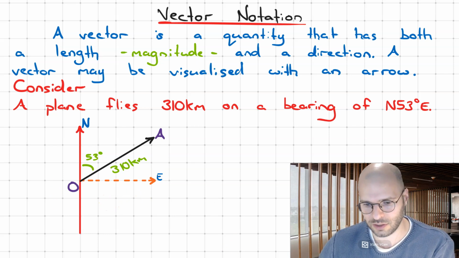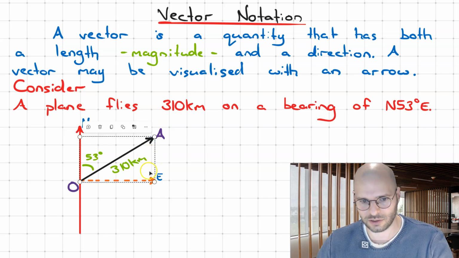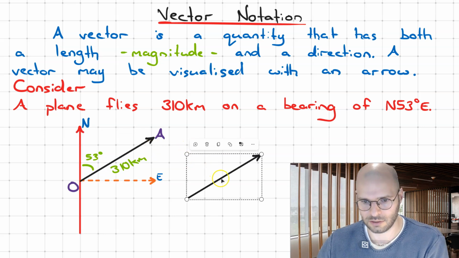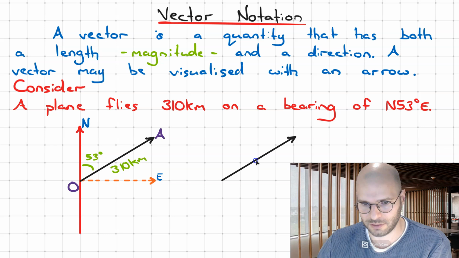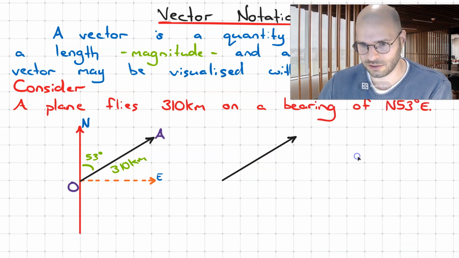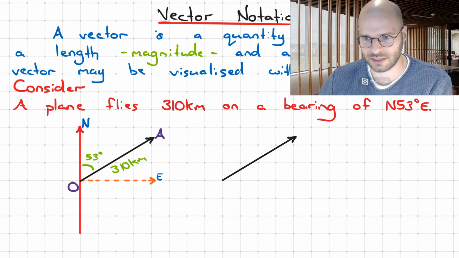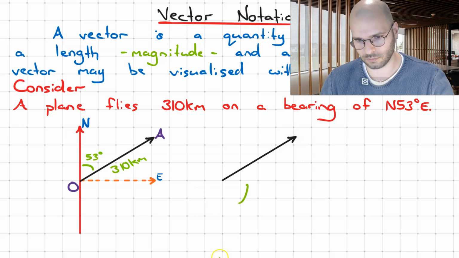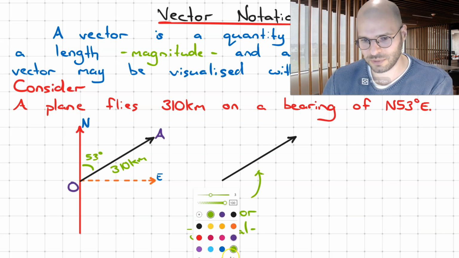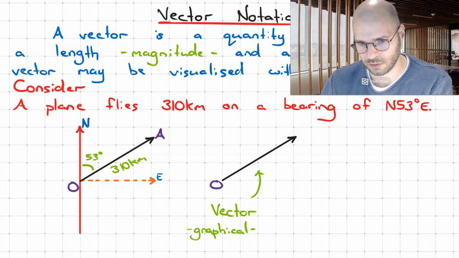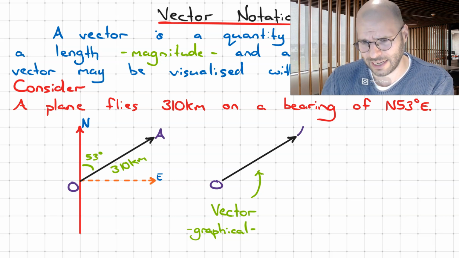Now what I'm going to do is I'm going to remove the bearing and I'm going to only represent it using the vector. So I get the black arrow over here and I paste it over here. And this over here is what we call a vector. So the vector is represented using an arrow. Now this particular vector, it started at location O for origin and it finished at location or point A.